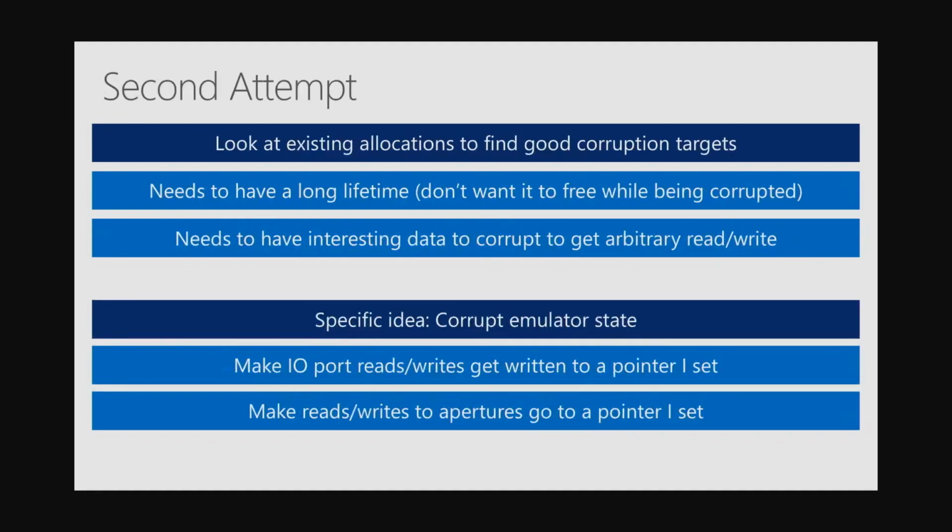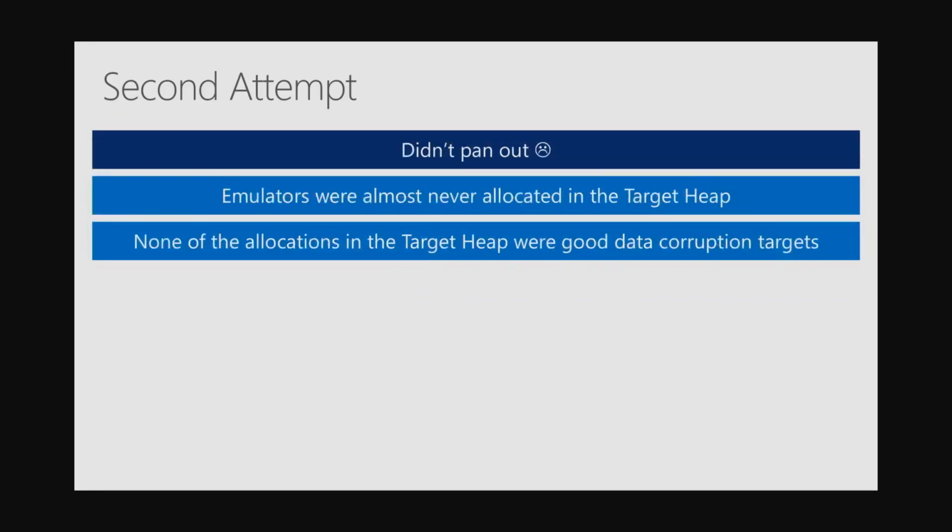So I moved on, and instead I figured that I would go look at that target heap and see if there were any interesting allocations already allocated in the target heap that had a similar property of having some interesting piece of data that I could corrupt to get an arbitrary read-write primitive. And one thing that I spent probably way too much time on, but I just wanted it to work so bad, was I wanted to find an emulator where the class that implemented the emulator was allocated inside of that target heap.